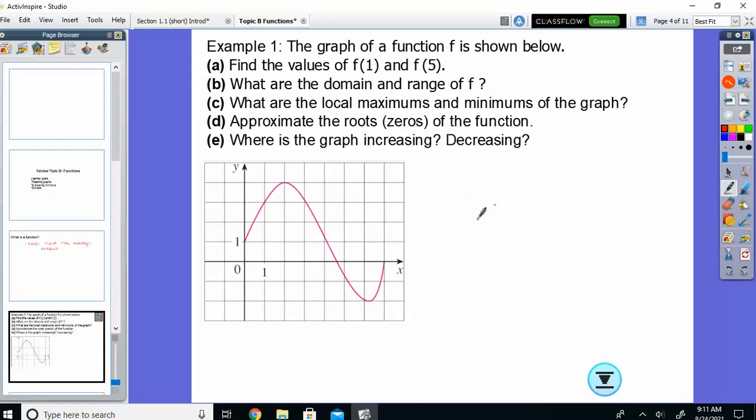So I have a graph here and I just want to ask a bunch of questions about it. Find the values of f of 1 and f of 5. When I say f of 1, that's like saying your x is 1. Tell me what your y is. If I go to my graph, when my x is 1, what's my y value? 3.